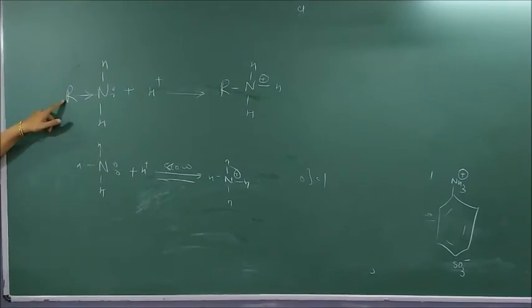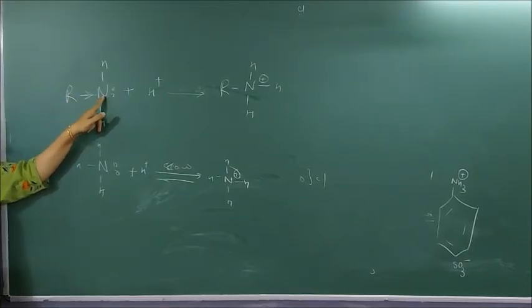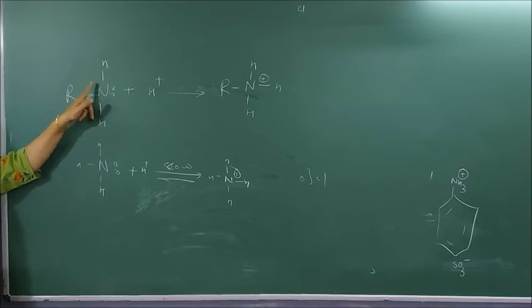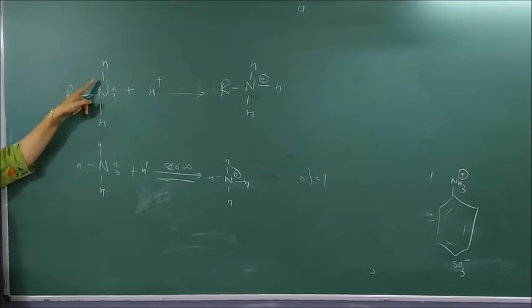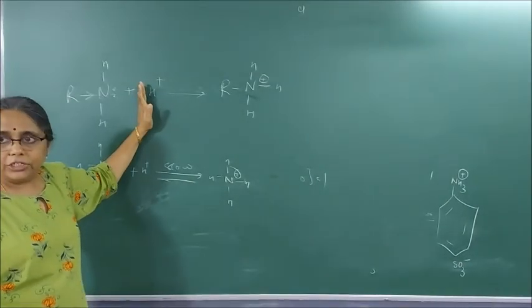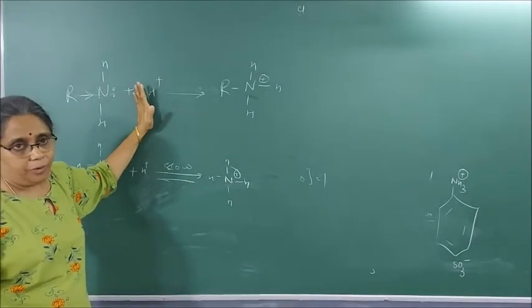Because of the presence of what group? Alkyl group, which releases the electron towards the nitrogen atom, as it shows plus I effect. So the electron density over nitrogen atom is increased and it is easily available for donation or reacting with protons.